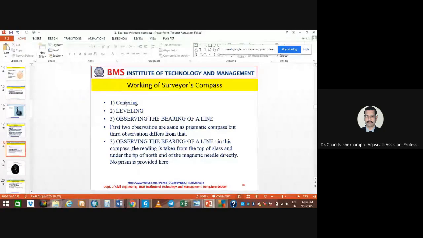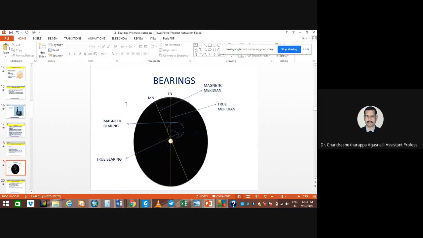In this compass, generally, the reading is taken from the top of the glass, directly with the magnetic needle; no prism is provided here. And it looks like this. The whole circle bearings are there. This is the angle of that. This is magnetic north, and this is the true bearing, the true meridian. And this is magnetic north, and this is the bearing.